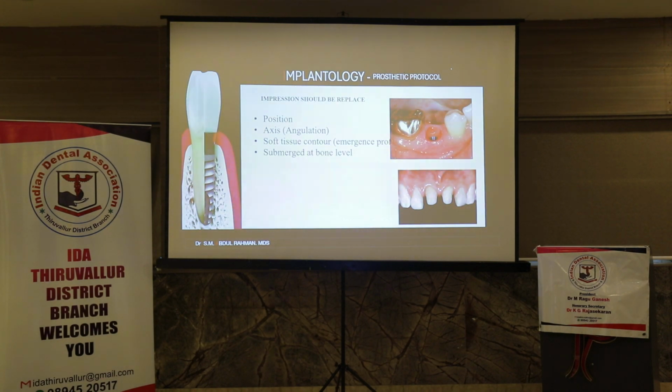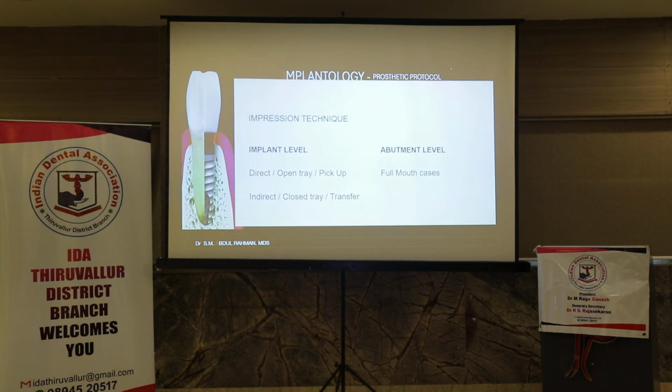Okay, so for a good impression, what prosthetic materials do we need? We have two types of impression technique. One is the direct method, also known as open, pickup. Another one is the indirect method, also called closed tray or transfer. Abutment level is only for full mouth. If you are giving multi-unit abutments, after implant placement, for angulation we need to go for a multi-unit abutment. So that is abutment level. Normally for a single implant, in day to day life we have to take an implant level impression.